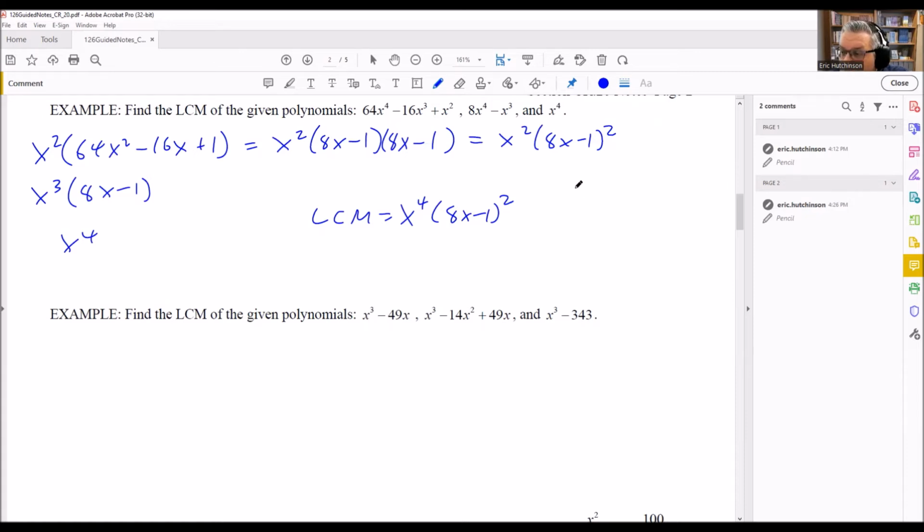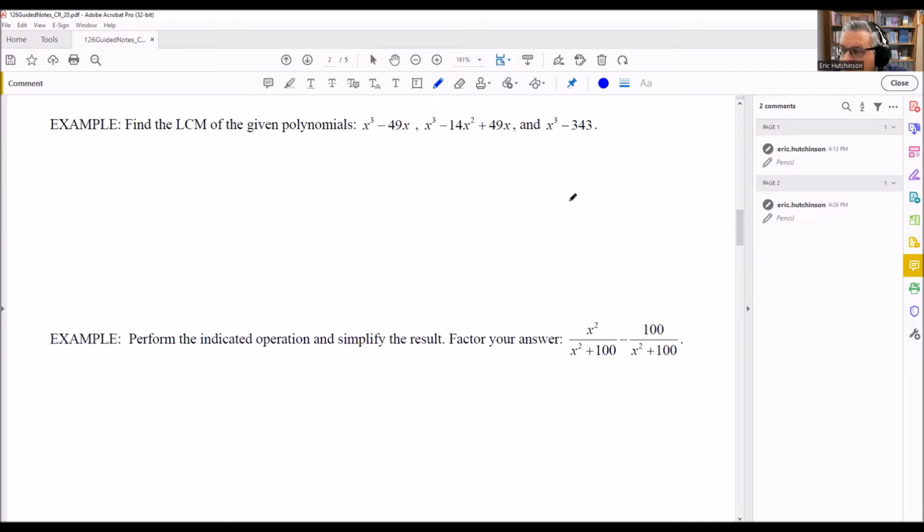Let's try another one. All right, so for this next one, we've got these three here. For the first one, we need to factor out an x, and we get x squared minus 49, but that can be factored using difference of squares: x plus 7 and x minus 7. So we've got that for the first one.